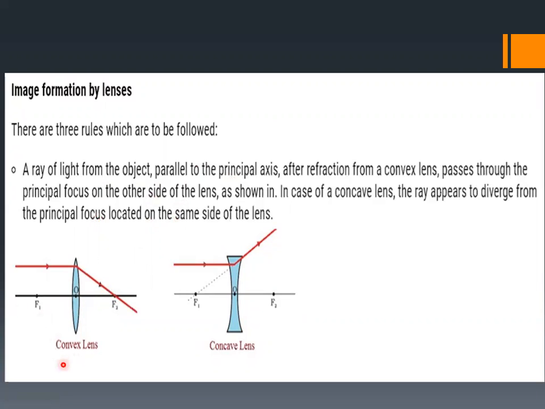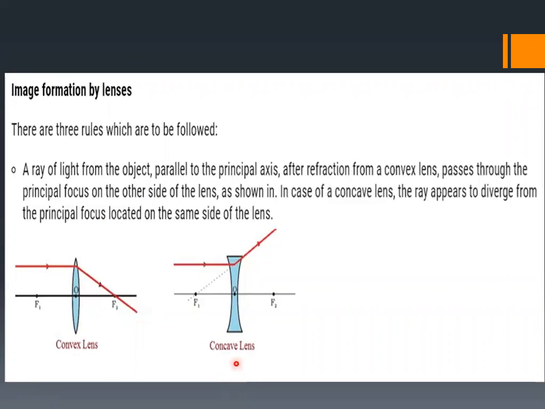As you can see here, this is a convex lens. It has two focuses, one focus on one side, the second focus on the other side. When the object is kept at infinity, the light ray comes parallel to the principal axis. After refraction, it passes through the second focus. This is the first focus, and after refraction, the light ray passes through the second focus.